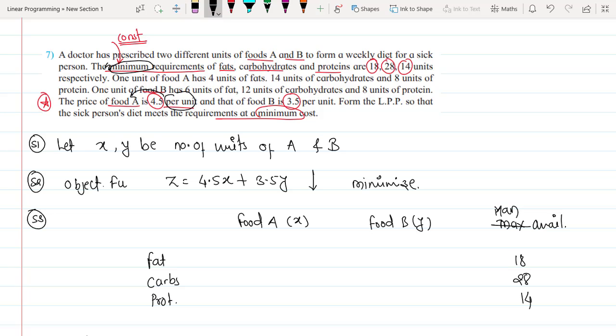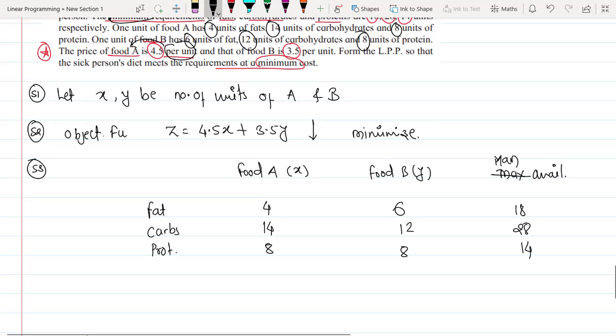Food A should have at least 18, and it can be any amount more than that. Okay, great. Now 1 unit of food A has 4 units of fats, 14 units of carbs and 8 units of proteins, so 4, 14 and 8. And what about food B? It is 6, 12 and 8. So this is how you get the table for this.